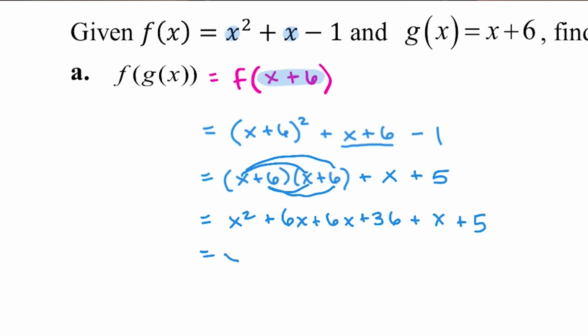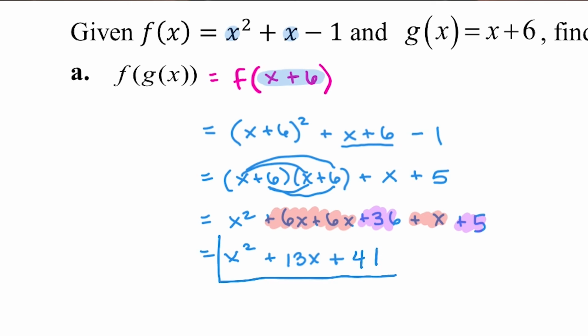So finally, combining all the like terms, we have x squared plus, that will be a 13x if we combine all the x terms. And then a plus 41 if we combine 36 and 5. So the answer for this composition, f of g of x, is x squared plus 13x plus 41.